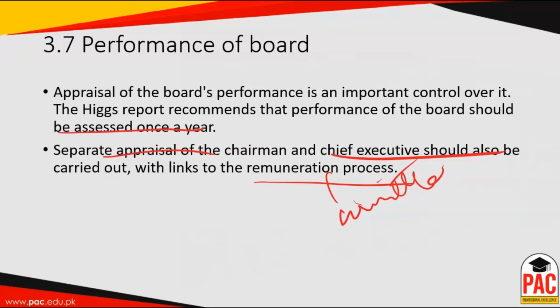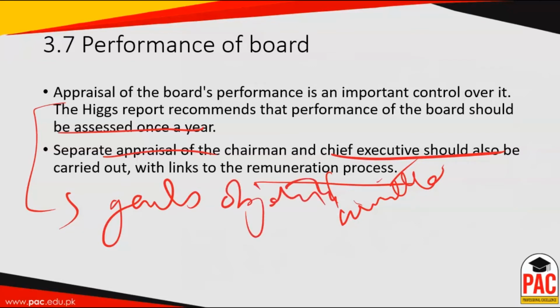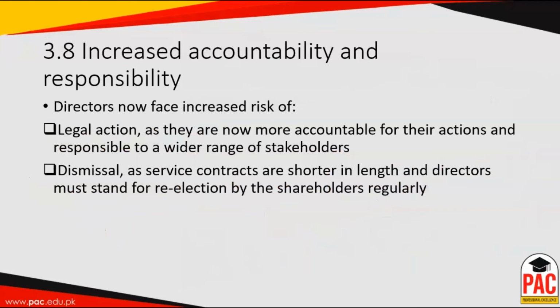And an appraisal of the board's performance should also be done once a year, which will include the overall goals or objectives created versus achieved. How can we appraise the performance of the board? Accountability and responsibility. These are the two major tools which should be in place and should be ensured in order to achieve the maximum result from the board of directors.